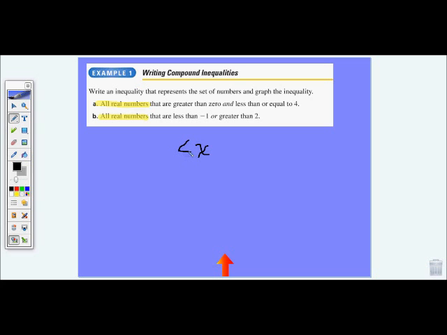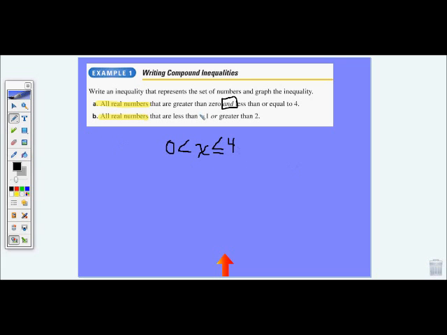So I'm going to write my 0, and it's open here, so x is greater than 0, or 0 is less than x. But this is a compound sentence, so I can actually write it as one sentence. And my number needs to also be less than or equal to 4. So if I put my less than or equal to symbol here with 4, I have a compound inequality. x is greater than 0, but it's also less than or equal to 4. I'll show you the graph for that in just one minute.